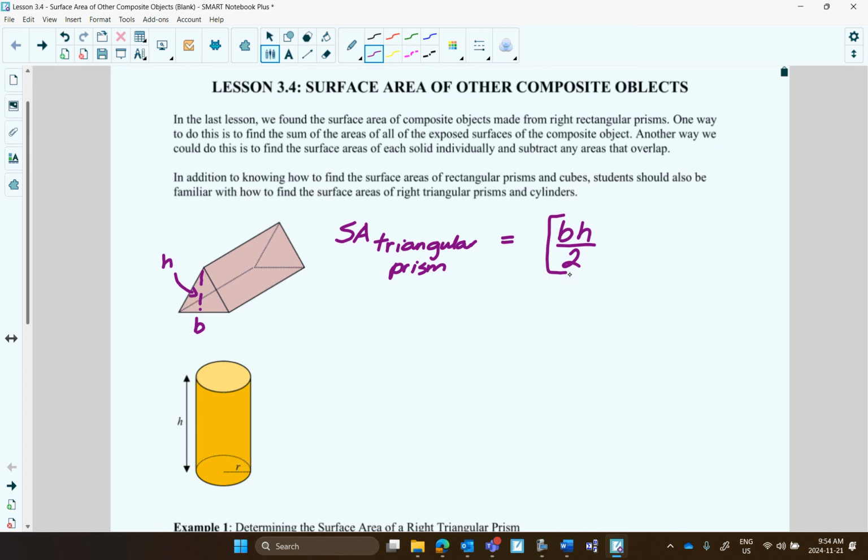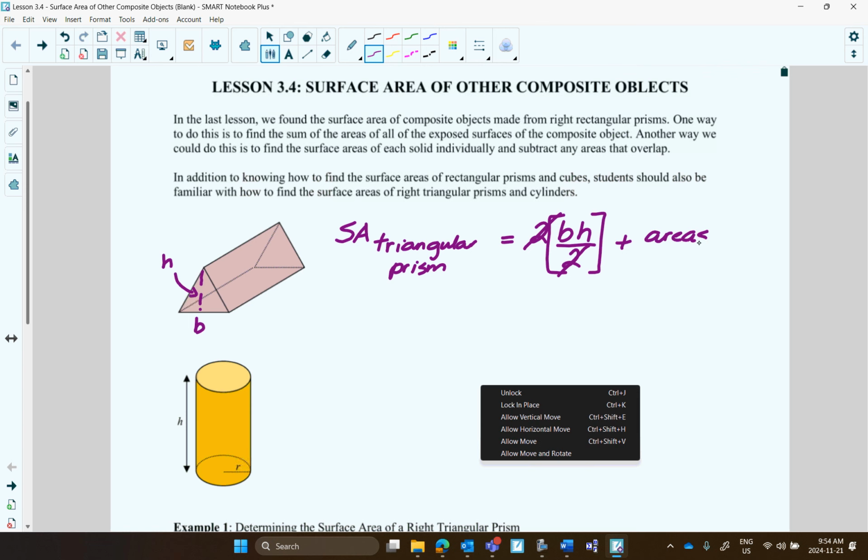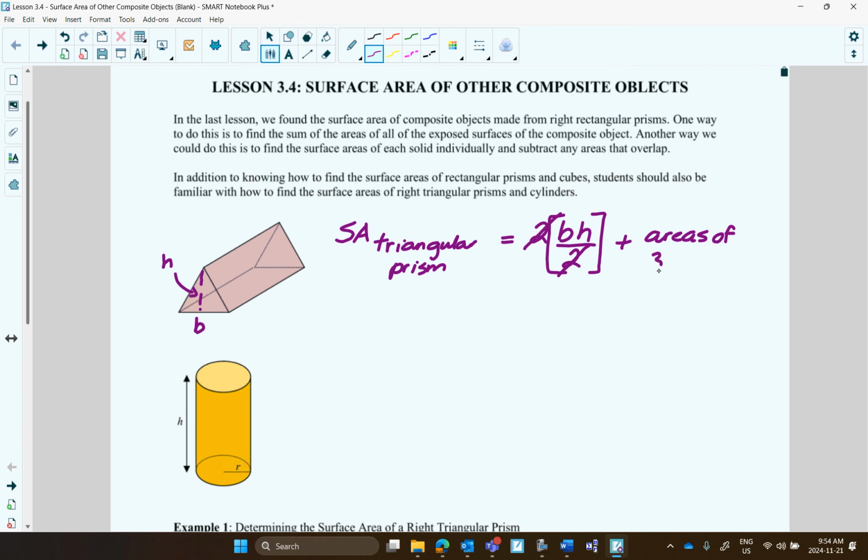Times it by 2. What do you notice about the twos? I've got a times 2 and a divide 2. What is it? Yeah, they cancel each other out. So really, to find the two triangles on the end, you just do base times height. And then it's plus the areas of the three rectangles that connect to the two triangles on the end.